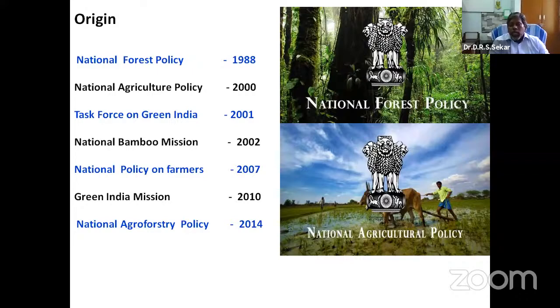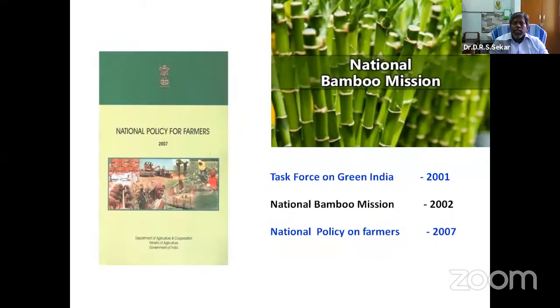Let us have a brief, quick glimpse at the genesis of the National Agroforestry Policy. It did not just come into force like that. We have to go back to the 1988 National Forest Policy, which envisages the involvement of people in forest management, and subsequently the National Agriculture Policy in 2000, the Task Force on Green India in 2001, the National Bamboo Mission in 2002, the National Policy on Farmers in 2007, and the Green India Mission in 2010. This is a long journey in which the agroforestry policy has been drafted and implemented.